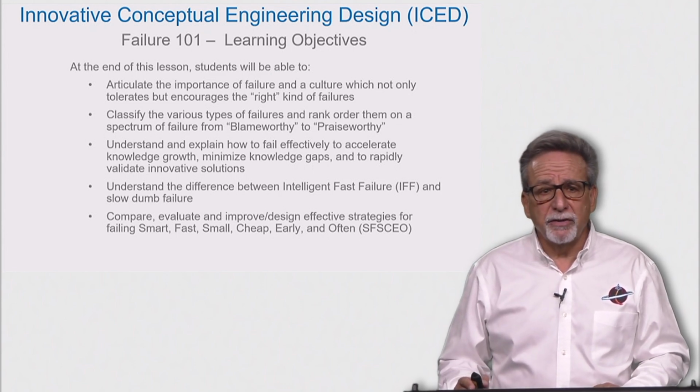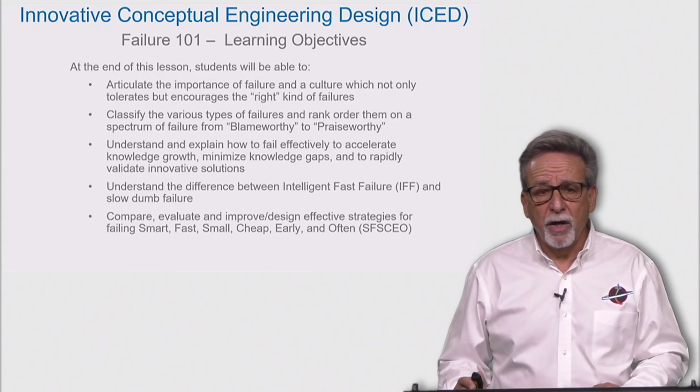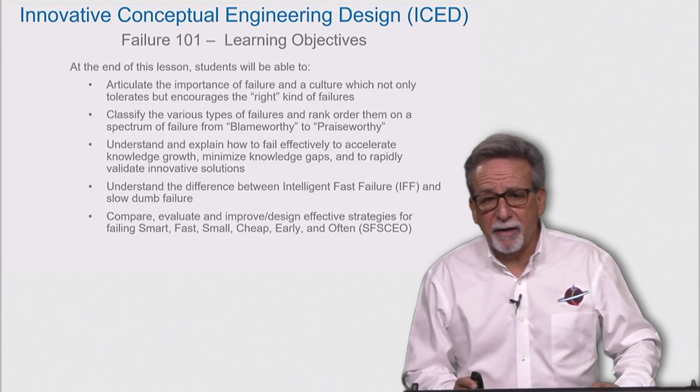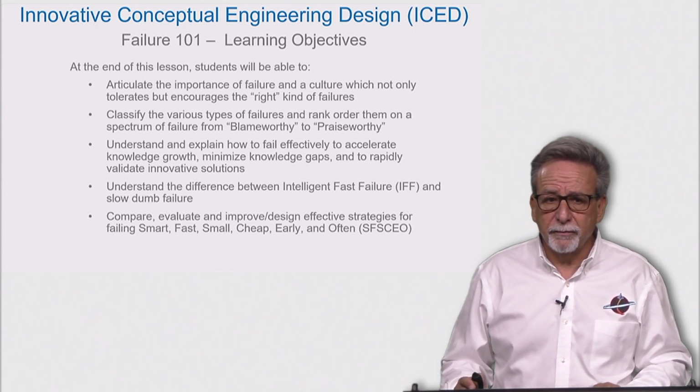By the end of this lesson, students should be able to explain the importance of failure and how to ensure you develop a culture which tolerates and encourages the right kinds of failure. You should be able to classify the various types of failure and rank them on a spectrum ranging from blameworthy to praiseworthy. You'll be able to understand and explain how to fail effectively to accelerate individual and team knowledge growth, to minimize knowledge gaps, and to rapidly validate new knowledge and innovative solutions.